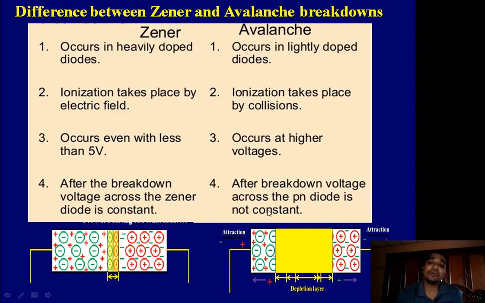What is avalanche breakdown? In a normal PN junction diode, avalanche breakdown happens. How it happens, we will discuss. In a normal PN junction diode, the doping level is normal, not high. So the depletion region width is high as compared to the Zener diode. If you apply reverse bias voltage, the width is further increasing. So the Zener effect may not occur in this.